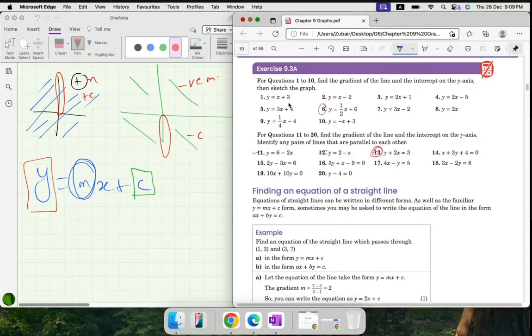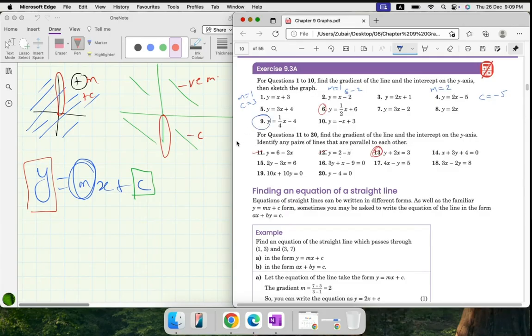So if I just look at the first one, gradient is equal to 1 and y-intercept is 3. In the second one, gradient is 1 and y-intercept is minus 2. In the fourth one, gradient is 2 and y-intercept is minus 5.